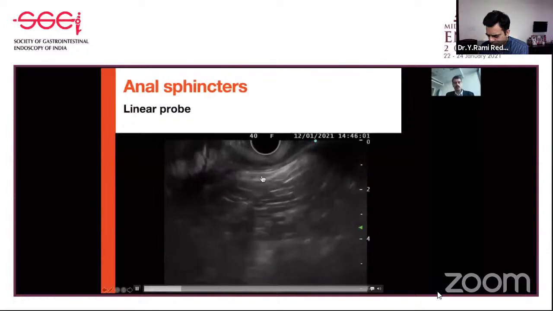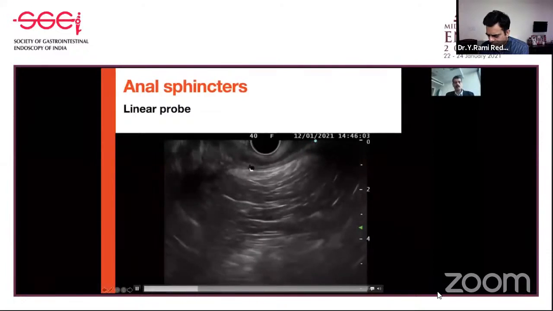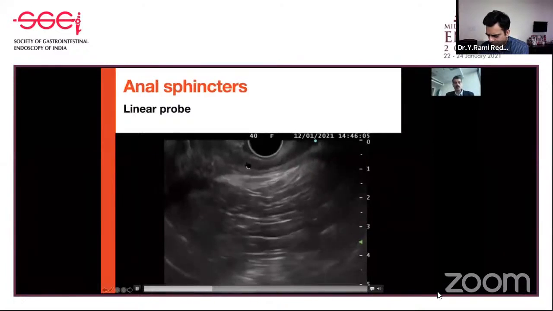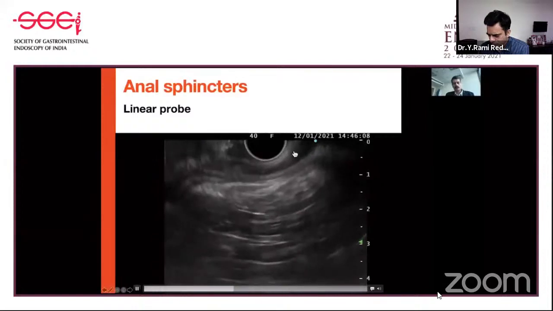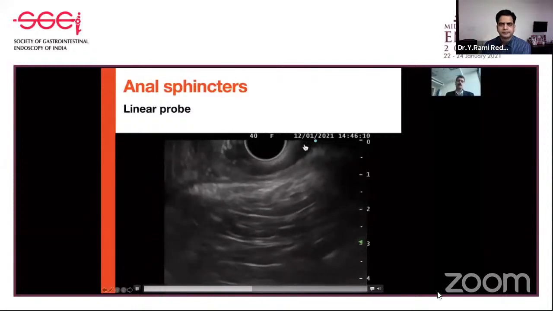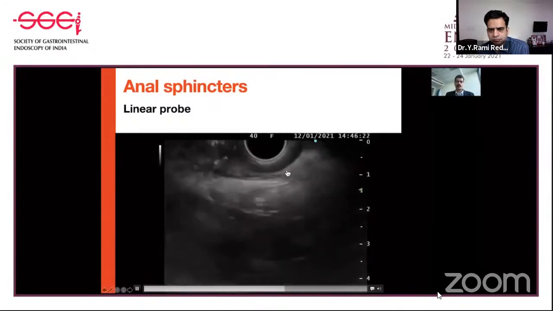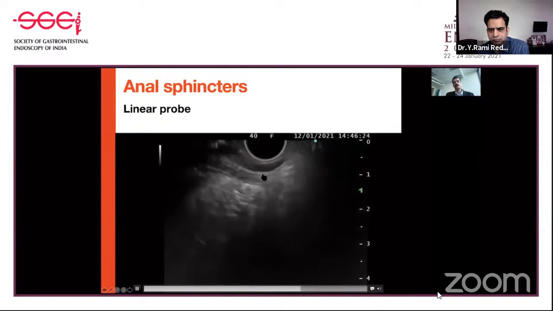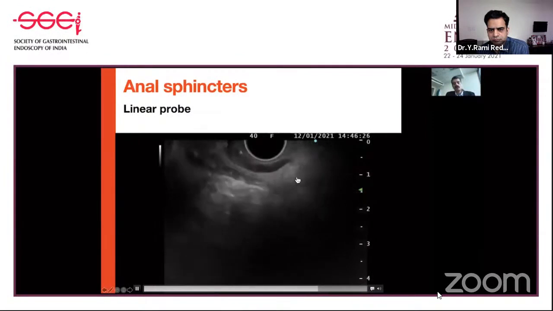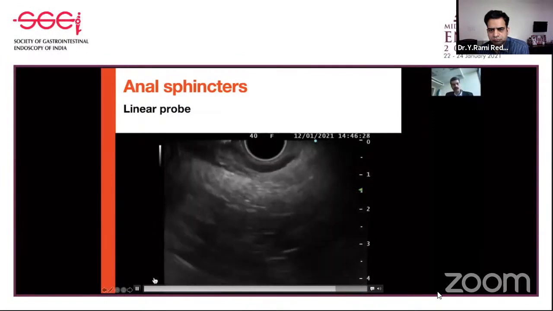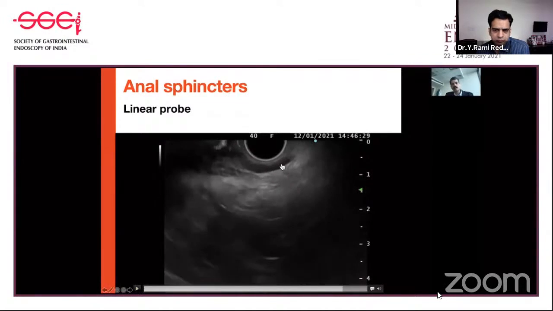So this is just to show you the anal sphincters with a linear probe. This is the puborectalis. Here is the inner circular muscle, which expands to form the internal anal sphincter, and the outer longitudinal muscle, which extends as the median conjoint ligament. This is the external sphincter. And if I can pause this, see that the internal sphincter ends before the external sphincter.